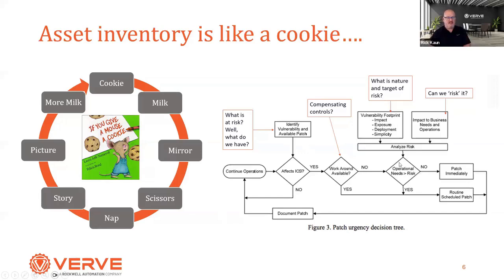But here's the third one. If it does actually impact operations and there's not necessarily a workaround, we need to be able to answer this question: do the operational needs outweigh the risk? To do that, we need to understand much more, not only about the vulnerability, but about the asset itself.